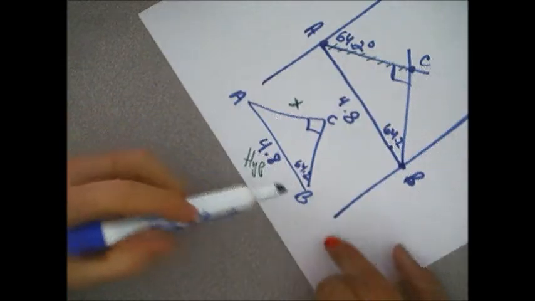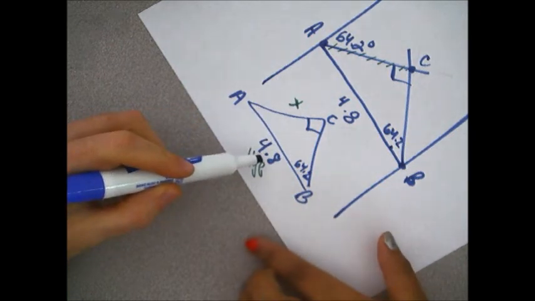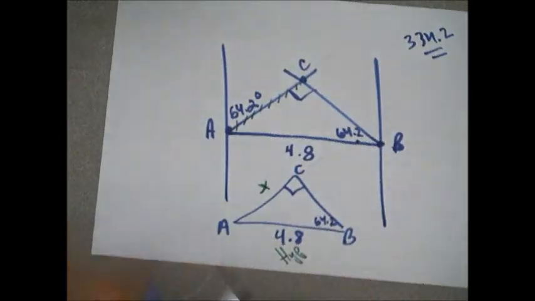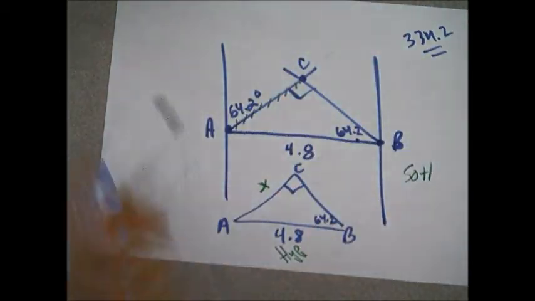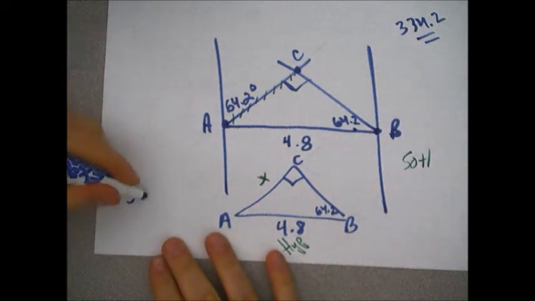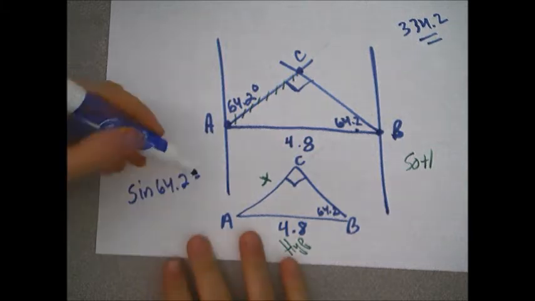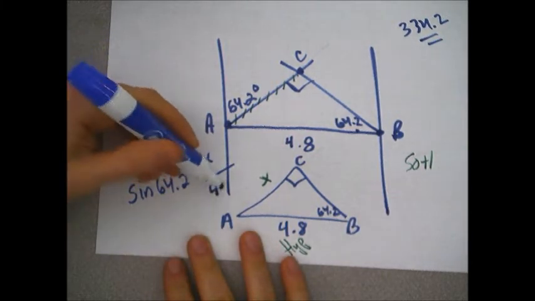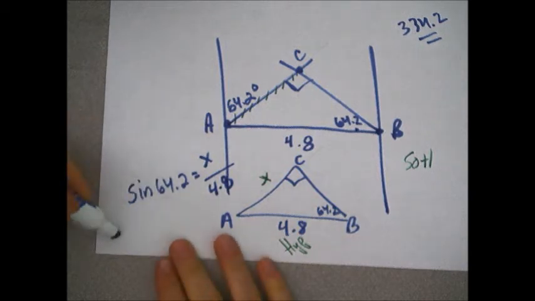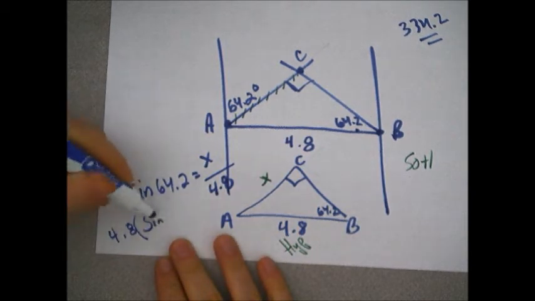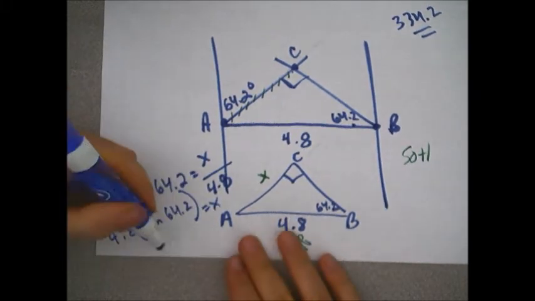So I know that angle, right? That angle gives me the opposite and the hypotenuse. So which SOHCAHTOA trig function? Sine, because opposite and hypotenuse. So we're going to say the sine of 64.2 is equal to x over 4.8, and then multiply both sides by 4.8. So 4.8 times the sine of 64.2 is going to give us our x, and what do we get? 4.32.